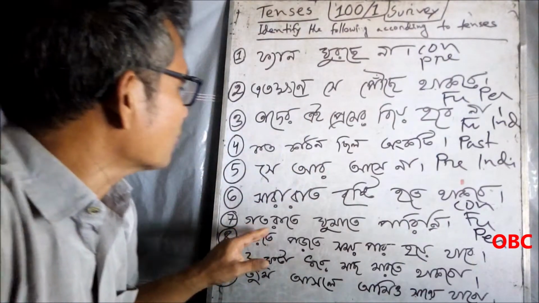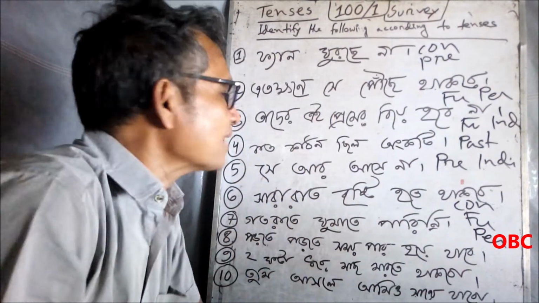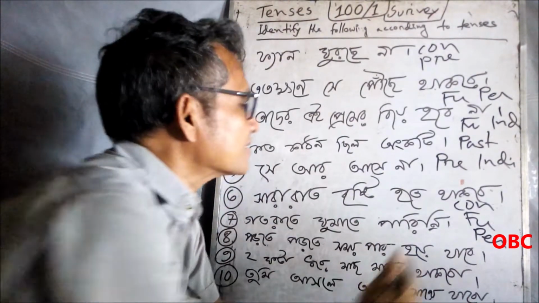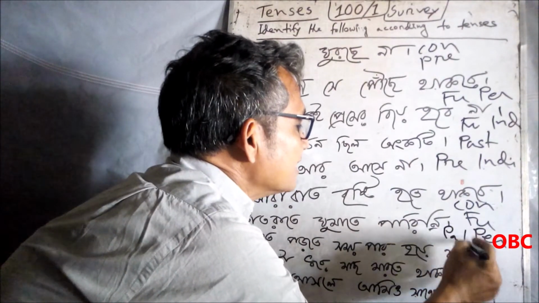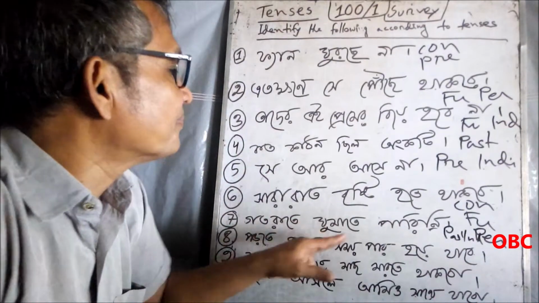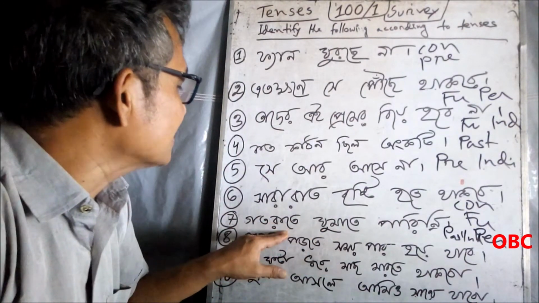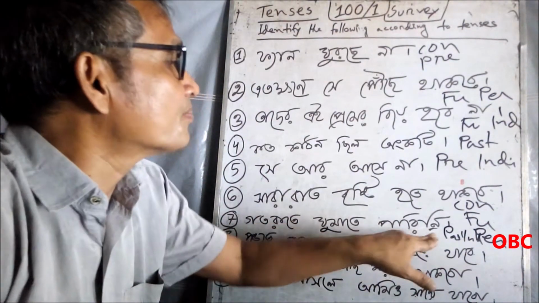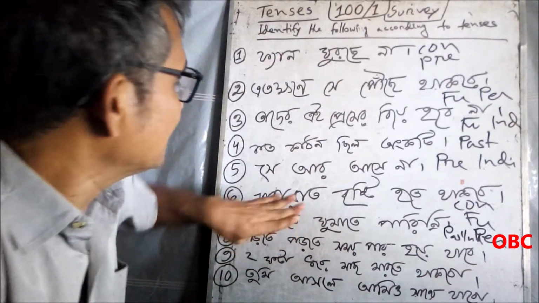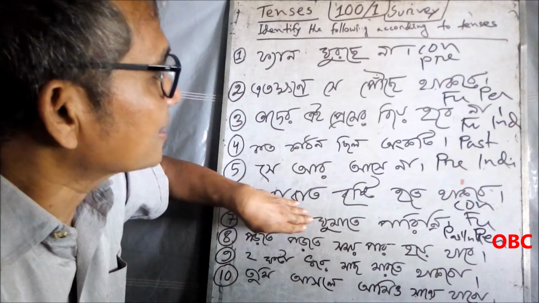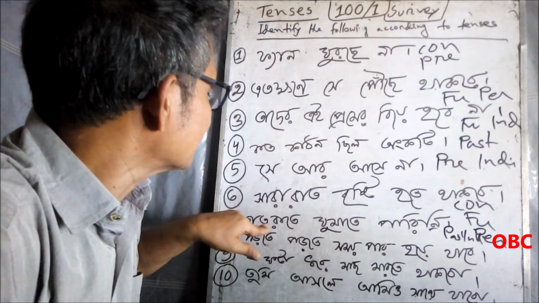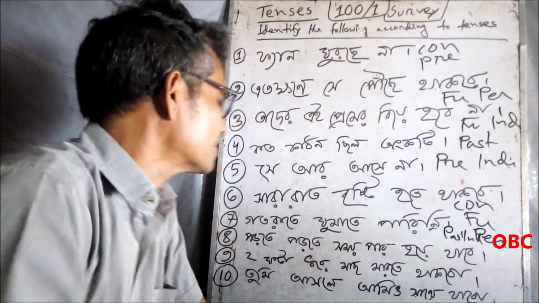Number 7, "gatorate ghumate pareni". This is not a continuous tense. This is in past tense. So this is past indefinite tense, right? But here you have to understand that the time is mentioned, that's why it's in past indefinite tense, but it would have been present perfect tense if you wrote just "ghumate pareni". Since you have mentioned the time, "gatorate ghumate pareni", it means past indefinite tense.